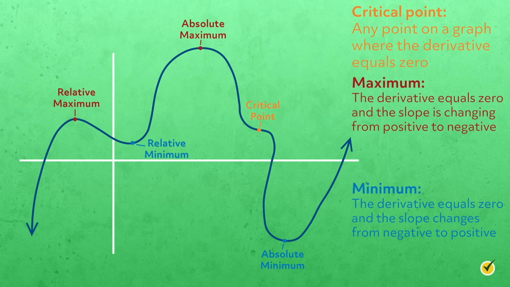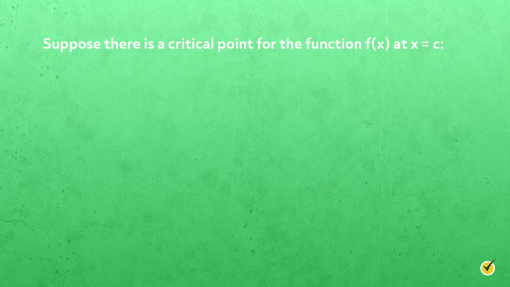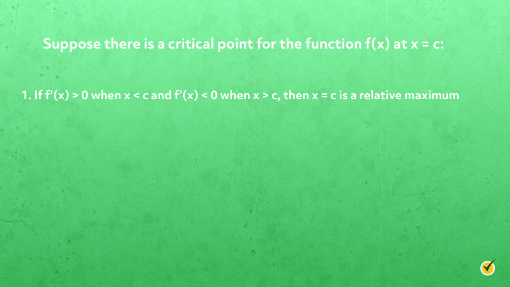The reason these definitions are so important is because the first derivative test tells you where relative maximums and minimums are on a function without having to graph it. The first derivative test says, suppose there is a critical point for the function f of x at x equals c. 1. If f prime of x is greater than 0 when x is less than c, and f prime of x is less than 0 when x is greater than c, then x equals c is a relative maximum.